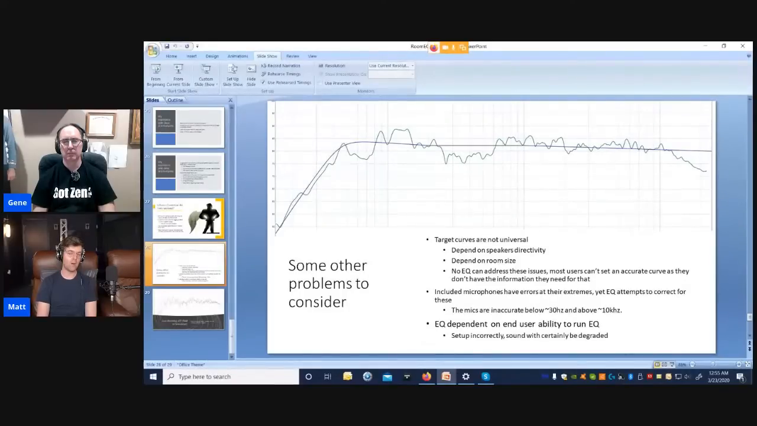And what I do now when I set up Dirac is I intentionally manually change the target curve to better follow the natural response of the speaker at the point above 10 kilohertz instead of allowing it to try to flatten that out, because I know that that is as much an error in the microphone as it is a non-flatness, if you will, in the speaker.